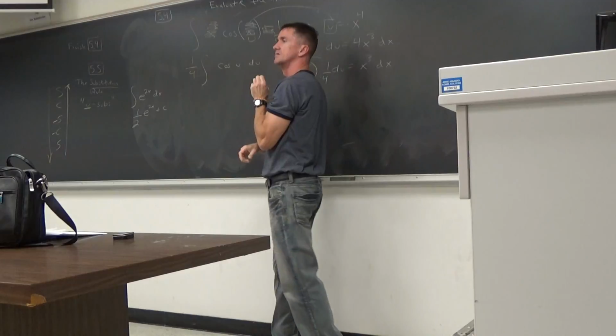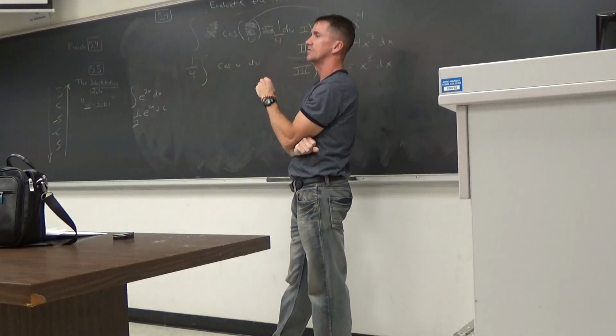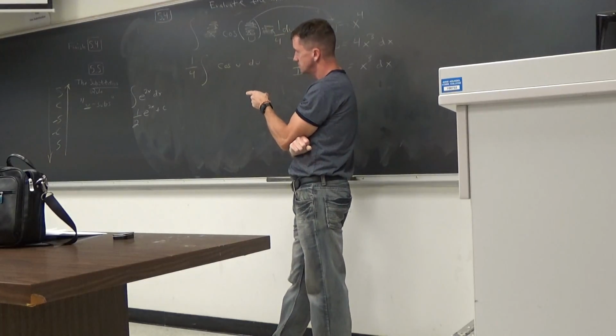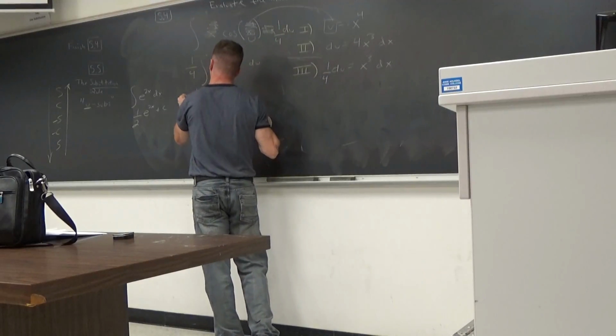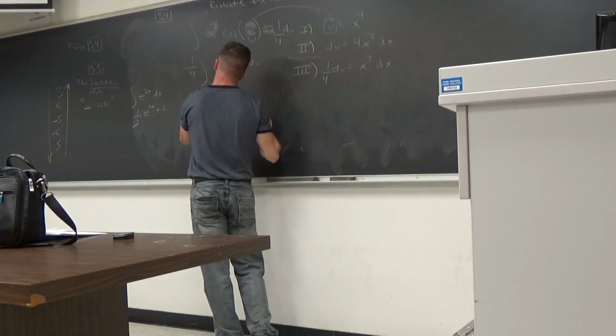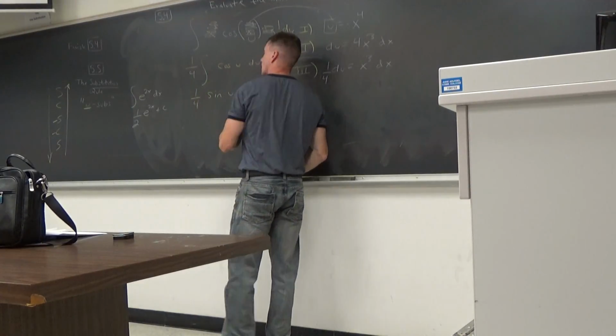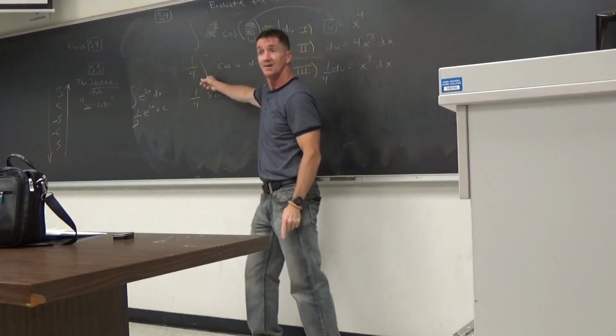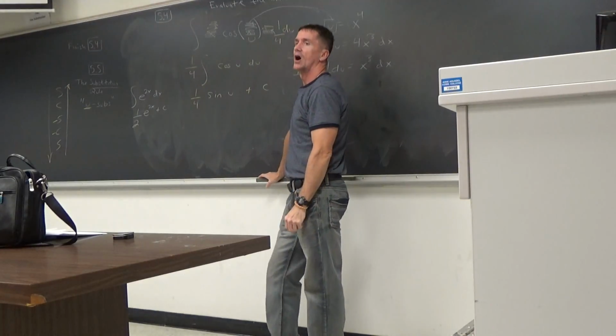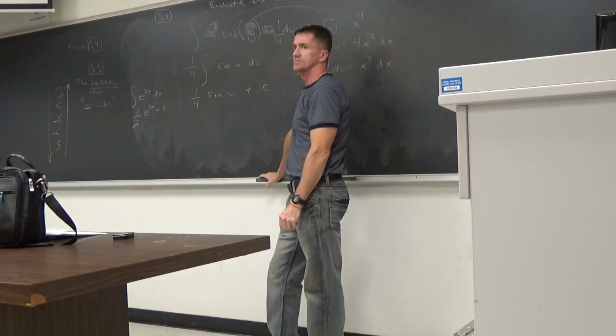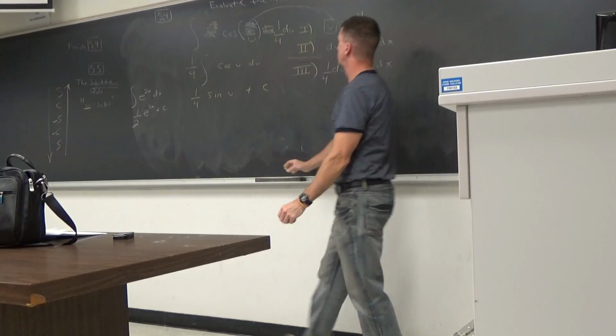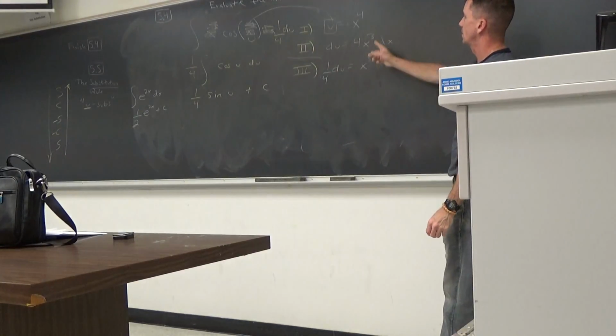Now you've got a clean integral. What's the integral of cosine? Positive sine, plus C, because there are no numbers. Don't forget to resubstitute. Wherever there's u, make it an x.